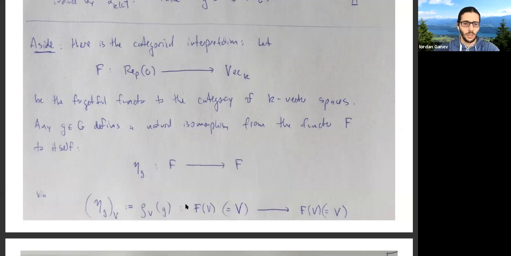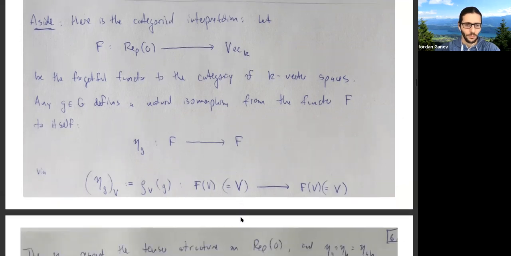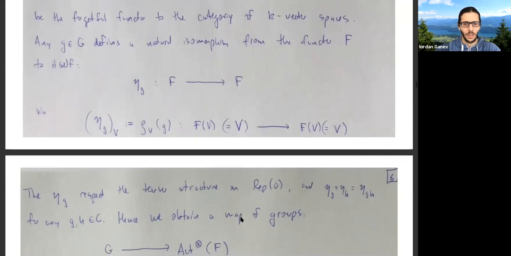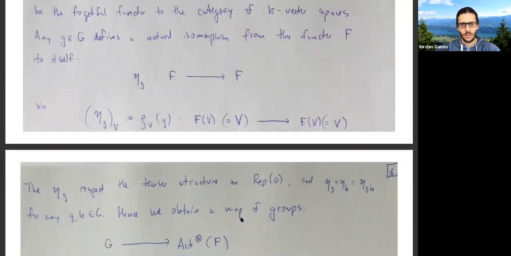And so you can check that this is a natural isomorphism from this functor to itself. Another thing that happens is, first of all, there's a compatibility with the group structure. If we have eta G and eta H, then we can compose those two natural transformations, and what we get is exactly eta GH. So there's this compatibility.